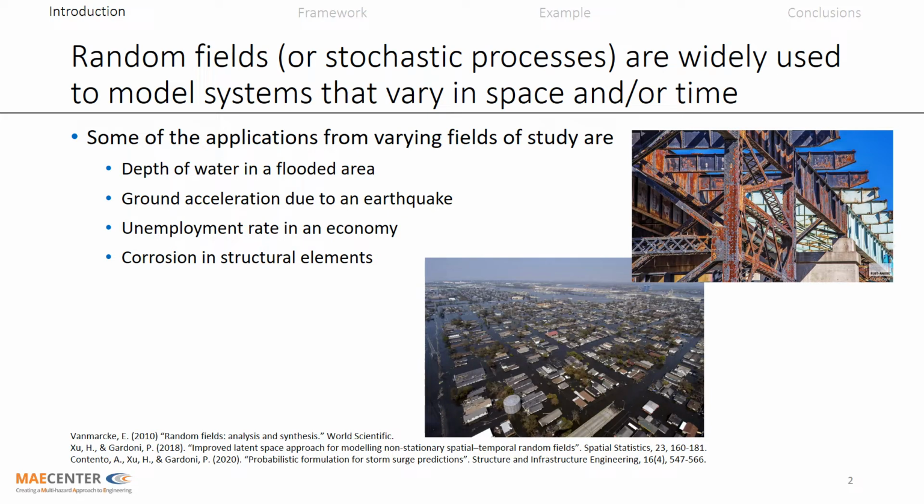Random fields or stochastic processes, as they are often called, are widely used to model systems that vary in space and/or time, so spatial-temporal phenomena. Some of the applications from varying fields of study are depth of water in a flooded area, ground acceleration due to an earthquake, unemployment rate in an economy, or corrosion in structural elements, just to name a few.